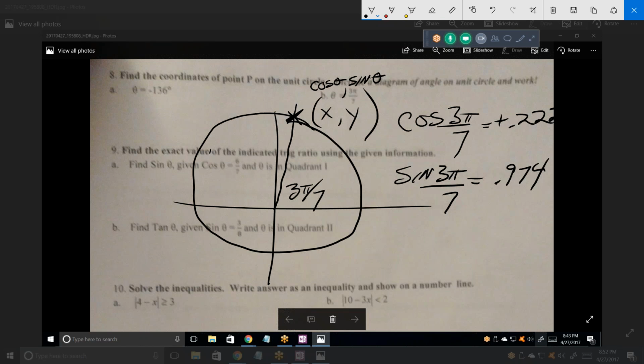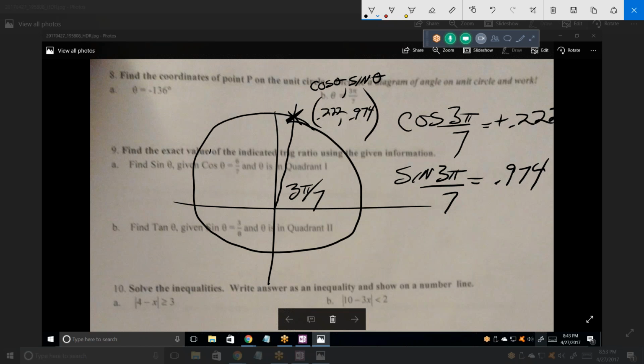So that's what I'm going to put in there for x and y: 0.222 and 0.974. And that's how you do it. No matter where you're at on the unit circle, the x-coordinate is always cosine of theta, the y-coordinate is always sine of theta.